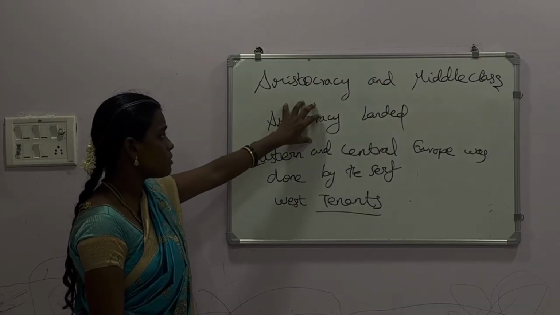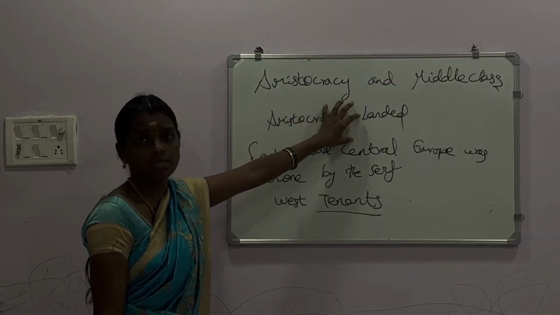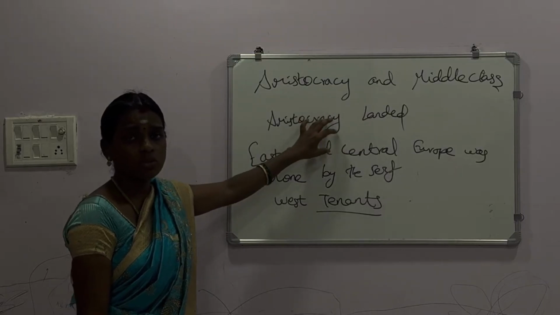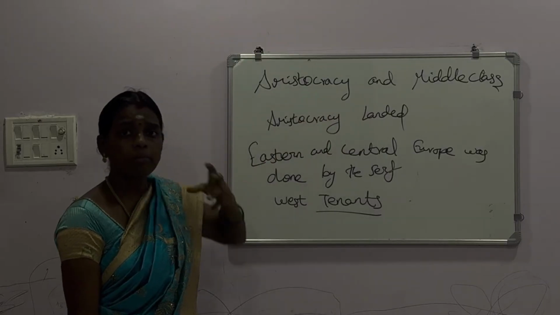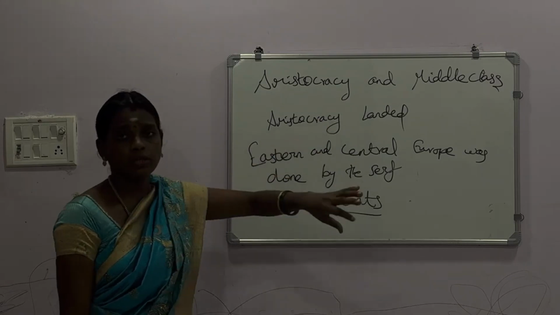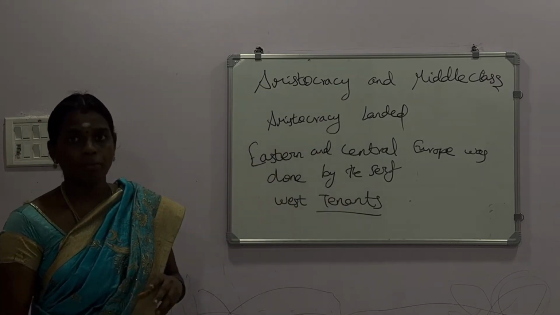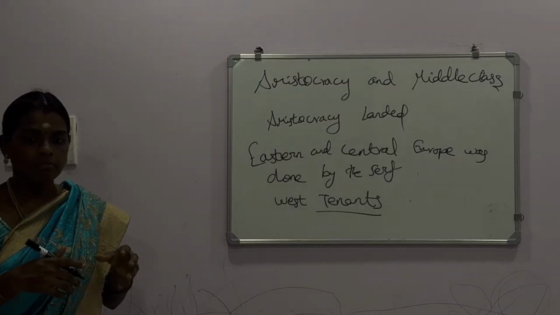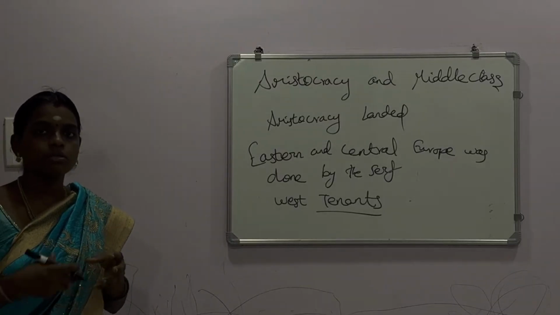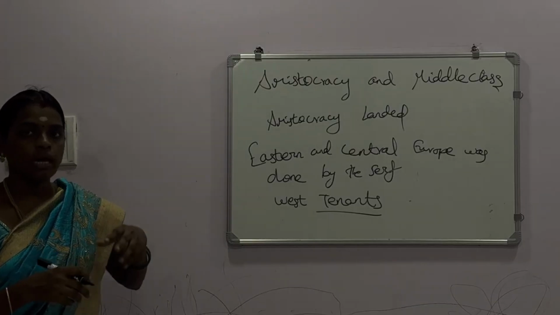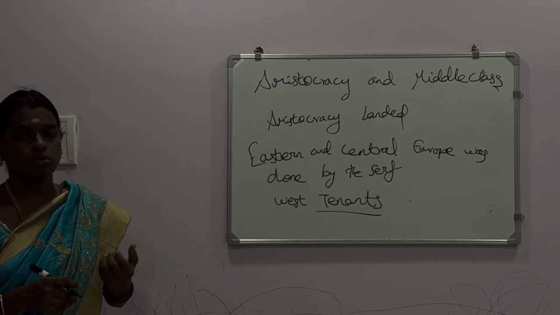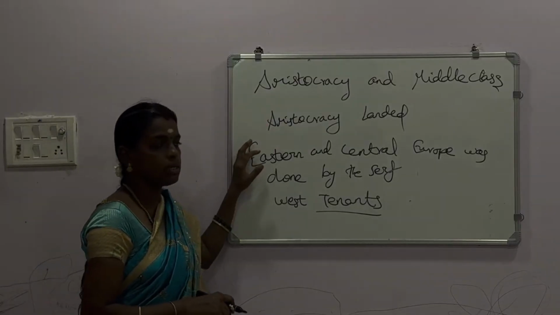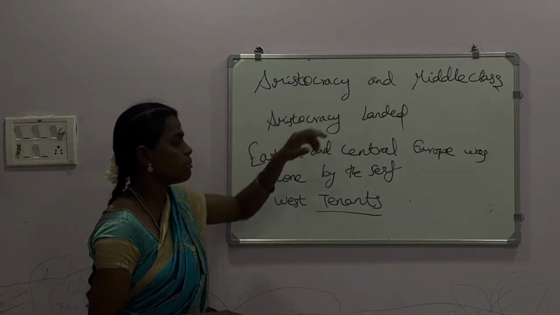The aristocracy landlords were a small group, and they didn't have many numbers. They were connected with each other by marriage alliances, like matrimonial alliances among themselves only. So they had given the land to others to do the cultivation. These are the points explained under aristocracy and middle class.